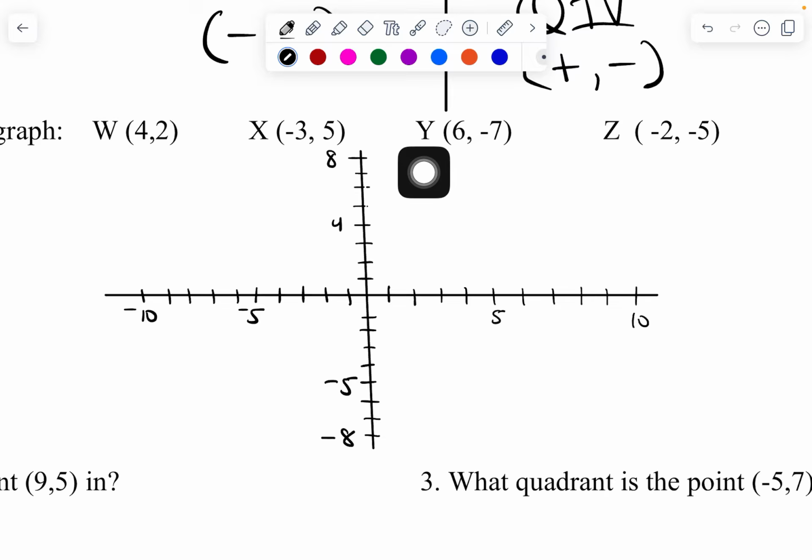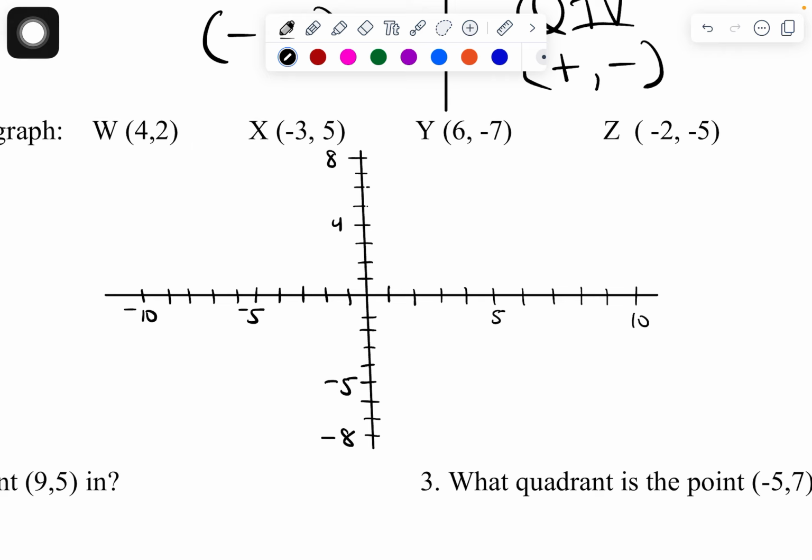And the W, the X, the Y, and the Z, those are the point names. So this is point W, point X, point Y, and point Z. Each one of these has an X and a Y value, X, Y, X, Y. And basically what we're going to do is follow directions. So for point W here, we're going to start off at the origin. We're going to move 4 places to the right because right is positive x's. And then I'm going to move 2 places up because that's positive y's.